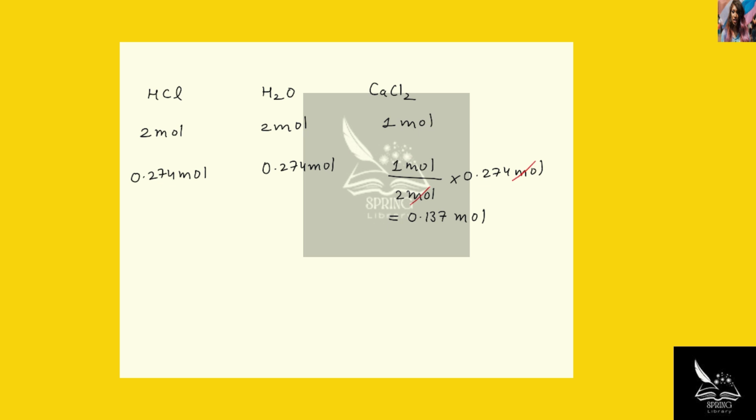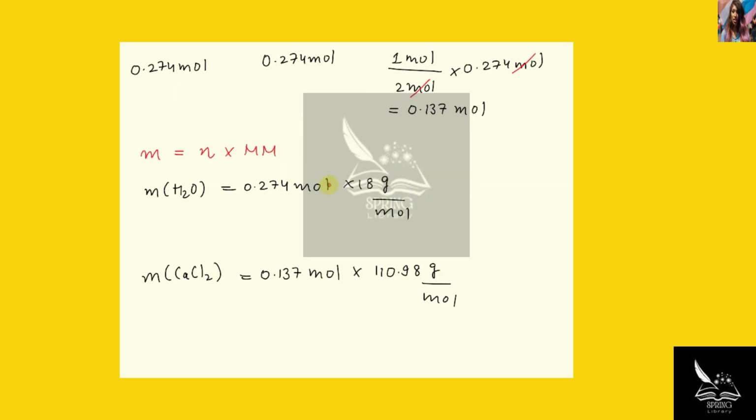We need to calculate the mass. We know that mass is equal to moles times its molar mass. We can substitute values for both here. Now we can eliminate the common mole unit, and on solving this, we get the mass of water equals 4.93 grams and the mass of calcium chloride equals 15.2 grams. This is the answer.